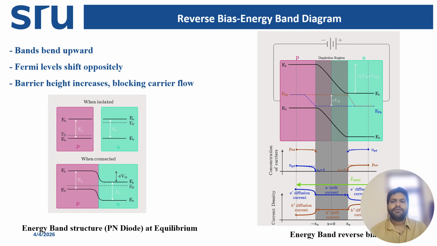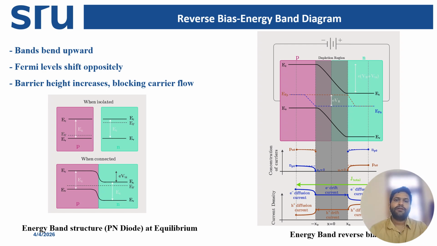Now the Fermi level's behavior under reverse bias: the junction is no longer in equilibrium. Instead of a single constant Fermi level, two quasi-Fermi levels appear, one for electrons, another for holes. The quasi-Fermi levels separate more as reverse voltage increases. This indicates that the system is under external excitation.